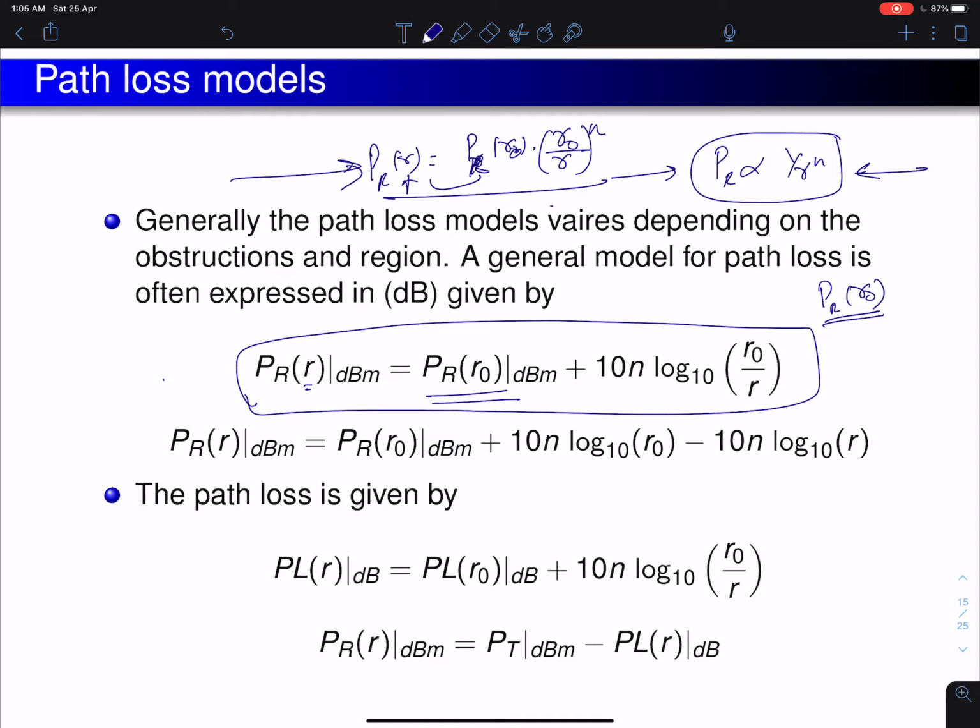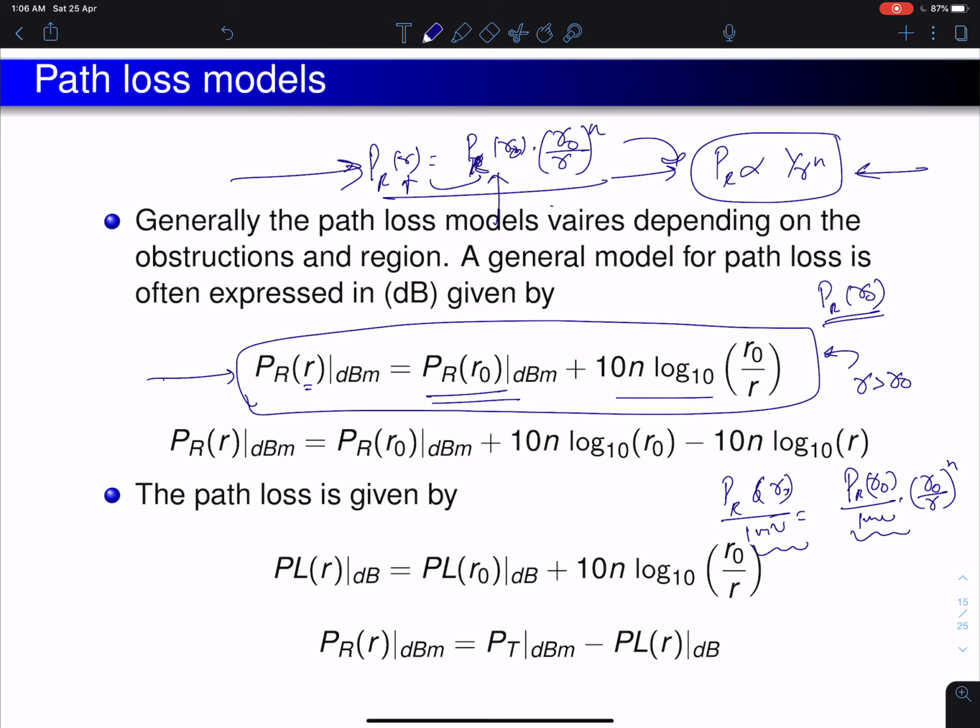For r greater than r naught, this expression is valid. Pr of r naught is also a constant, so the only dependence is on r. This expression Pr of r is simply proportional to 1 by r power n. So if I take logarithm on both sides: Pr of r divided by 1 milliwatt equals Pr of r naught divided by 1 milliwatt into r naught by r the whole power n. I'll take 10 log on both sides. So this will become in dBm and this will become in dBm, and you will get 10n log to base 10 of r naught by r.